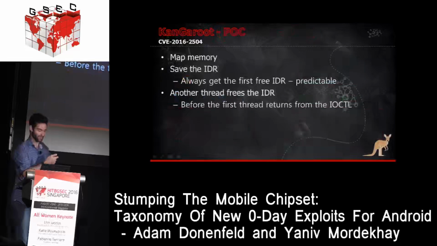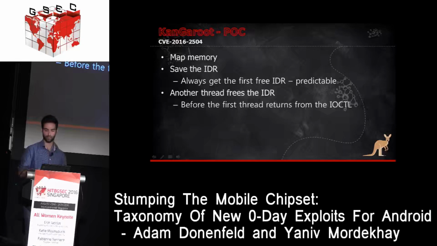So again, how to do that? First, we map some data to the GPU. We get the IDR number. We know what the next IDR number we're going to get is.